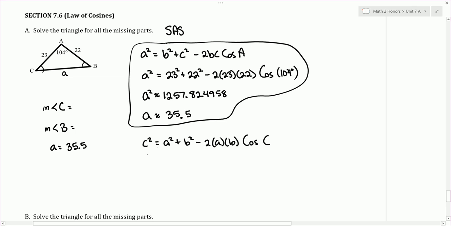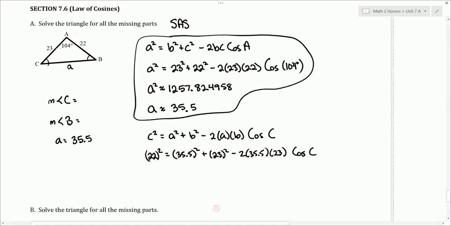And so in this case, c is 22. A we just found is 35.5. B is 23. And we don't know the cosine of C. So 22 squared is 484.